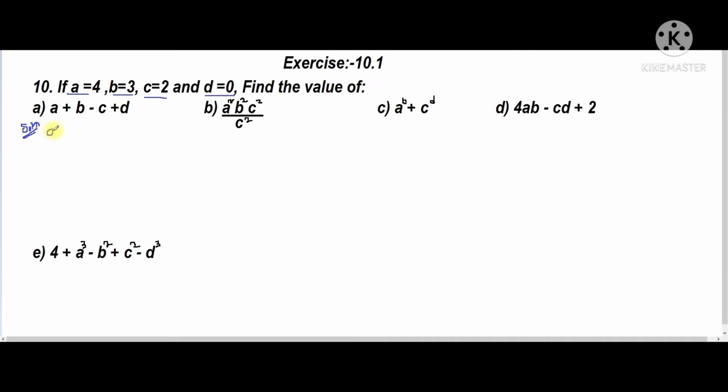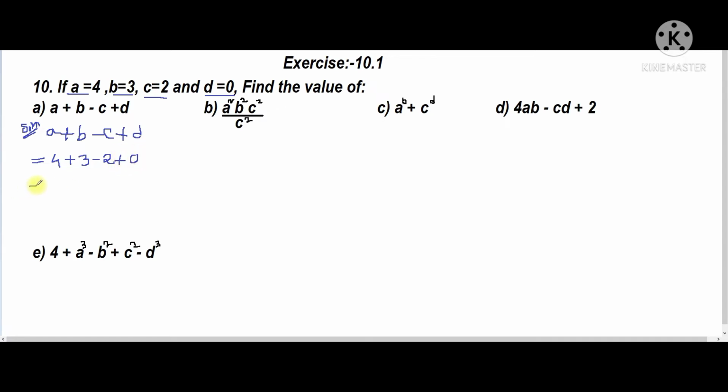So what is the value of a? First we write a plus b minus c plus d. The a value is 4, and the b value is 3, as given in the question, and the c value is 2. And the d value is 0.